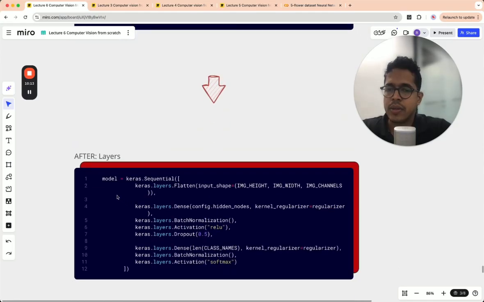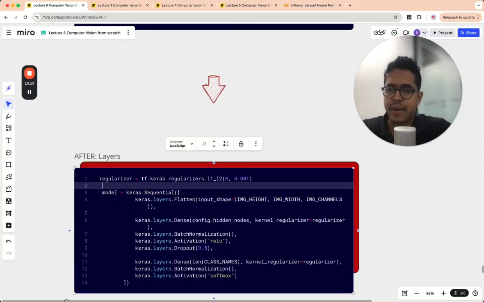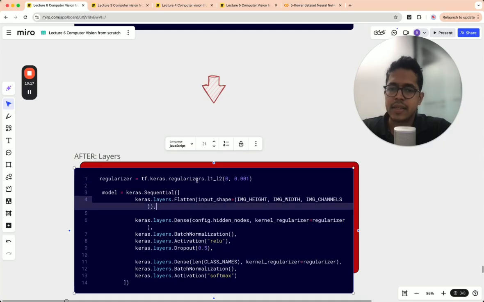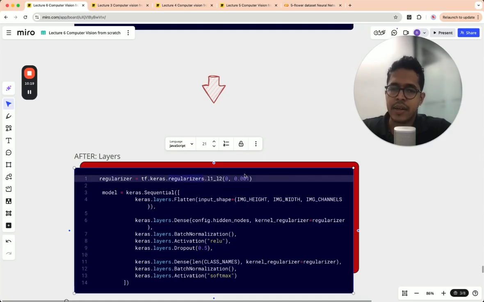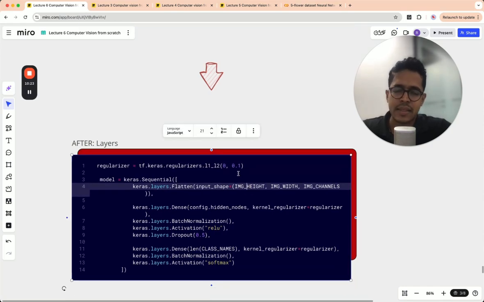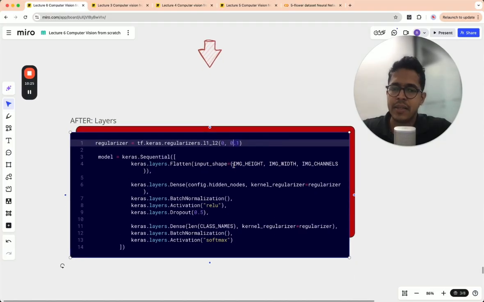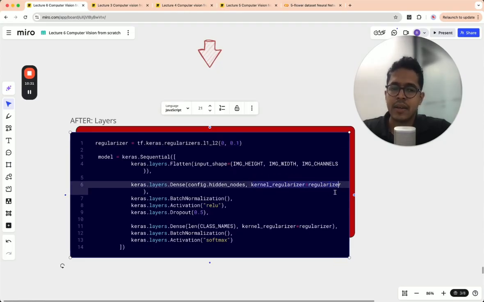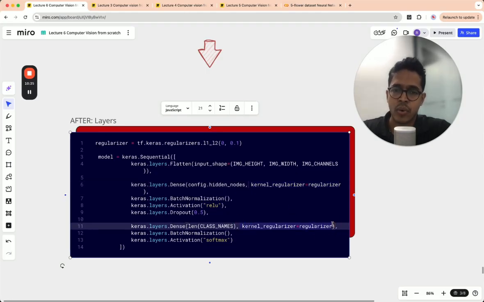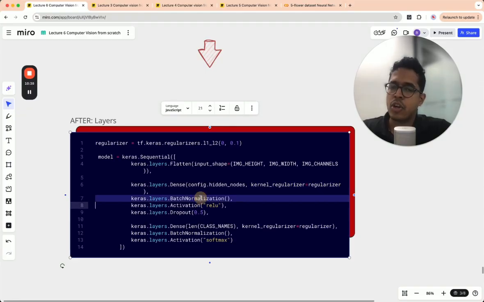So what we can do is define the regularizer tf.keras.regularizers L1, L2. Here it is L2 with 0.1, let's say, as the lambda parameter. It defines the strength of regularization basically. And we are using the regularizer in the first dense layer and also in the last layer with 5 nodes. Then we are performing batch normalization in the first dense layer and in the last layer also.